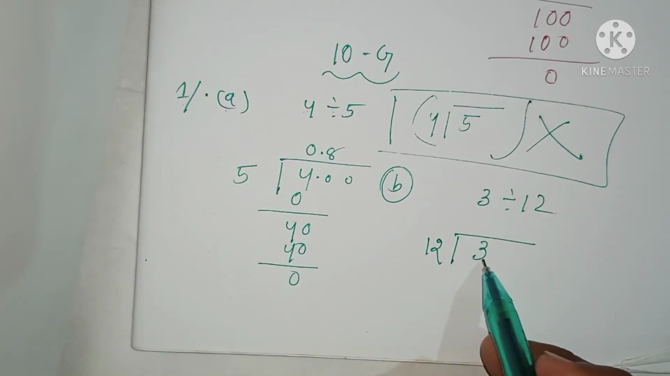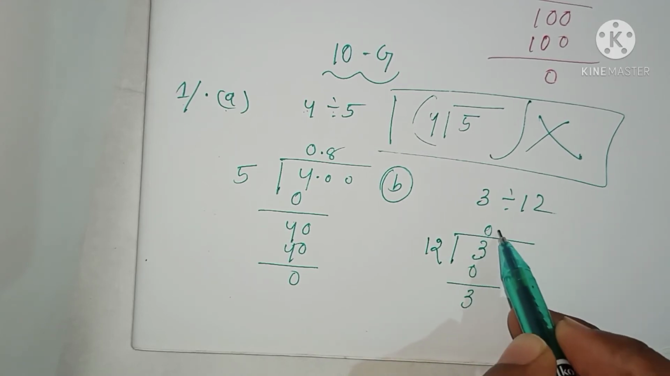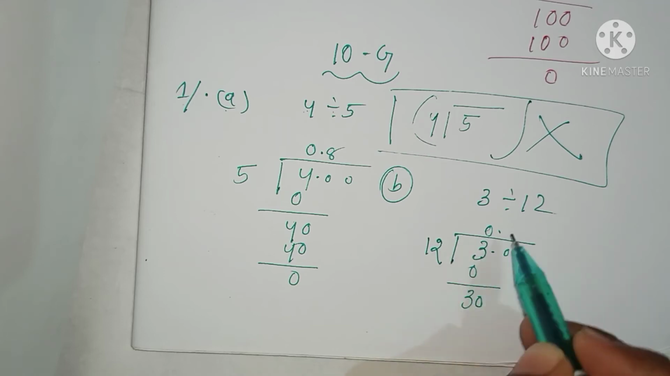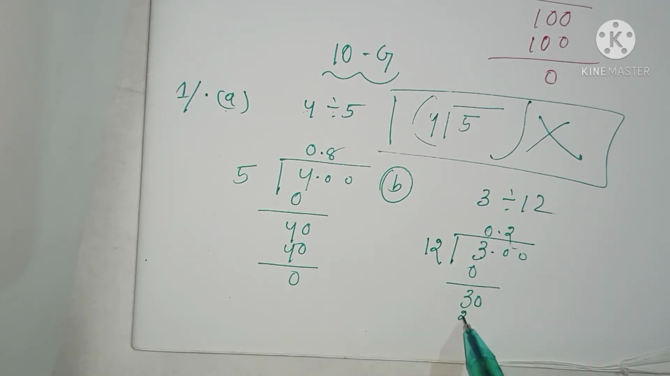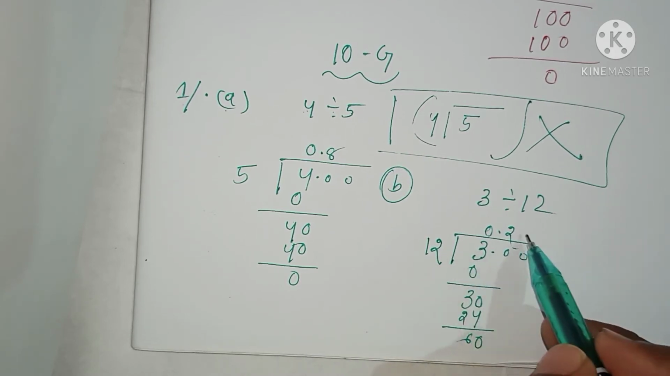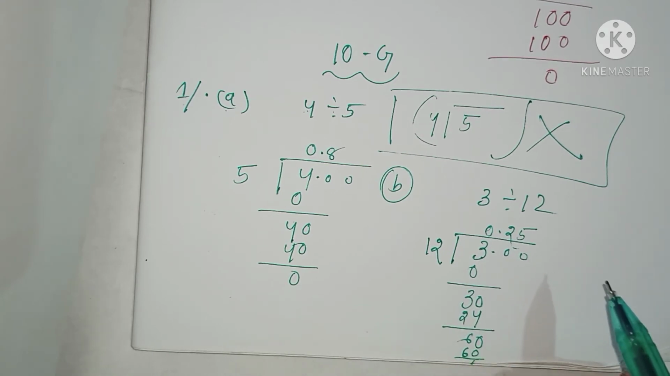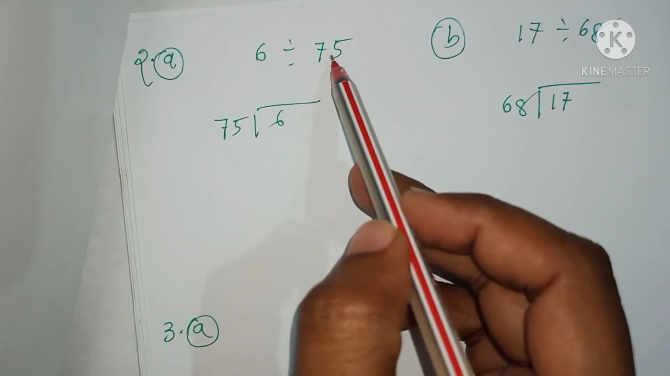Okay, so again this one is smaller, so you will put 0, the 0, that is 3, and you will put a point here and then you will get 0 here because many 0s are present. So here what will we do? 12 2s are 24, then here is 6, 1 0 will be brought down, then 12 5s are 60. So the answer is 0.25. So question number 2, that is 6 divided by 75.